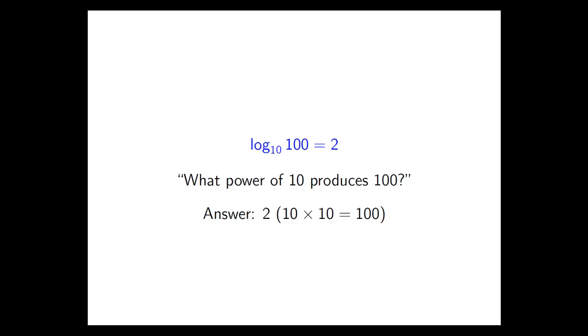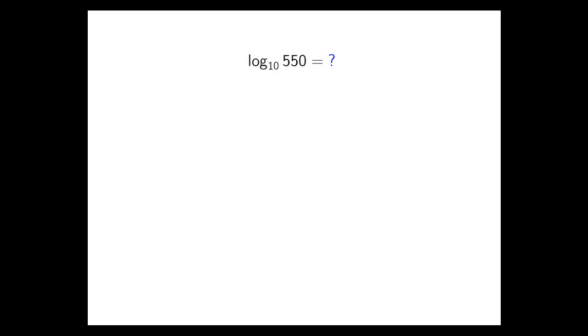Now, those preceding examples were fairly straightforward. It's quite easy to work out what power of the base produces the number being subjected to the logarithm. What if we had a situation like this? Here we're after the log base 10 of the number 550. Now this one is going to be much harder to work out. Have a think about what the answer might be. See if you can come up with a number that's going to be roughly in the ballpark of that logarithm.